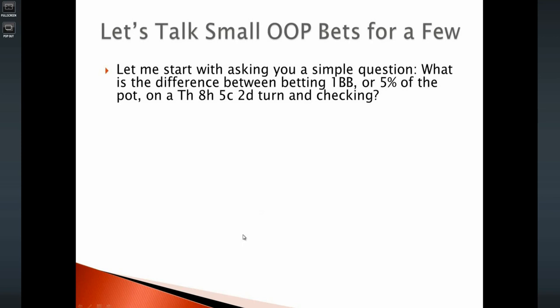All right, let's talk small out-of-position bets for a few. Let me start with asking you a simple question. What is the difference between betting one big blind, or 5% of the pot, on a 10-8-5-2 turn and checking? Remember, the pot's 20 big blinds, and I'm asking you to pause for a moment and think, practically, what's the difference between if I bet one big blind to you on this turn or if I check?